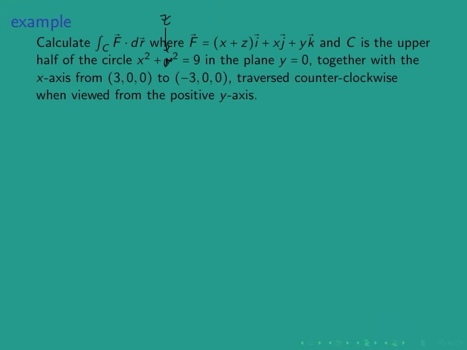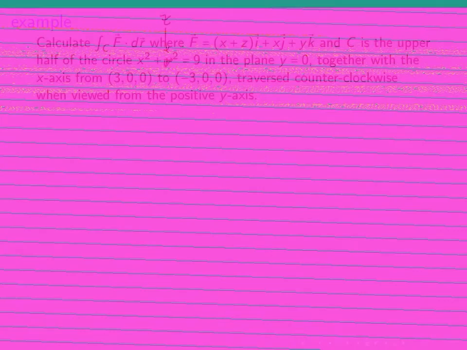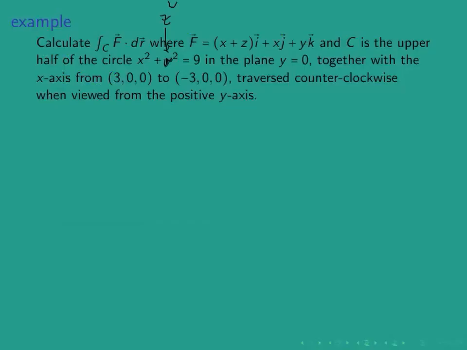Here's a first example, and perhaps the hardest part of this example is going to be to figure out what's going on. So our goal is to calculate a line integral. The vector field is given by this, and the curve C is the upper half of a circle, x squared plus z squared equals 9, sorry, I made a typo there, in the plane y equals 0.